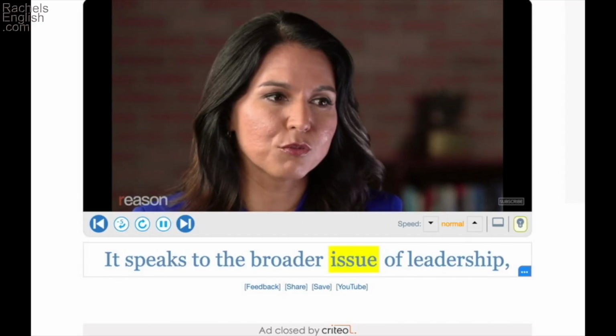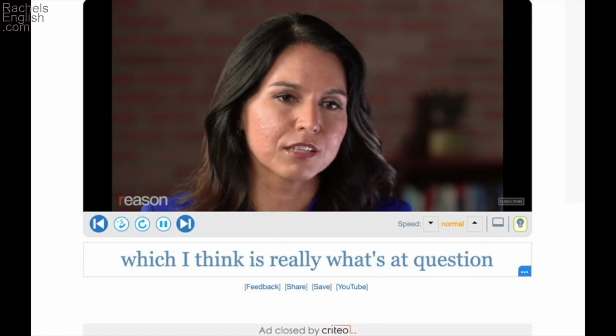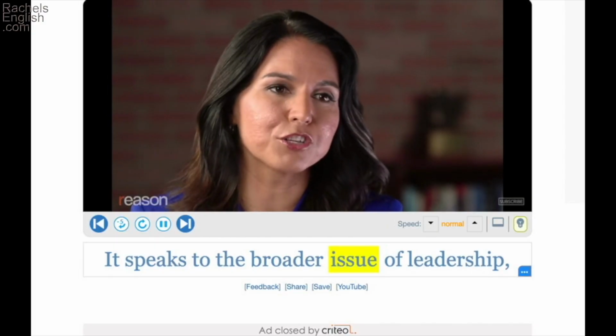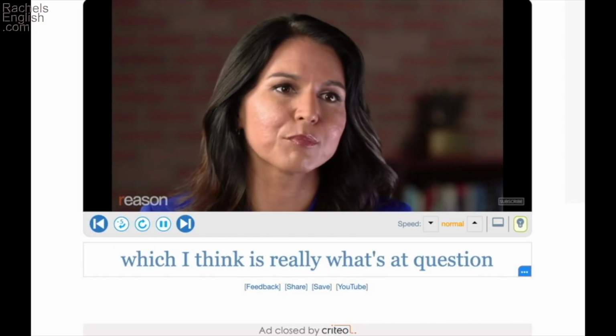It speaks to the broader issue of leadership. The broader issue. This is something that takes more things into consideration. For example, you could be talking about a problem with a manager, one particular person, one manager at your company. But above that, there's a broader issue with management in general. It speaks to the broader issue of leadership.